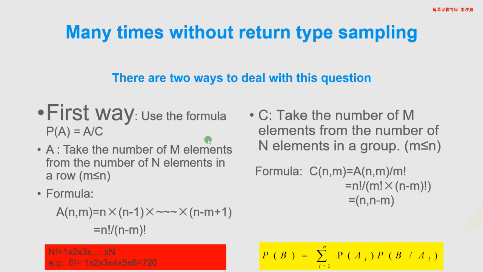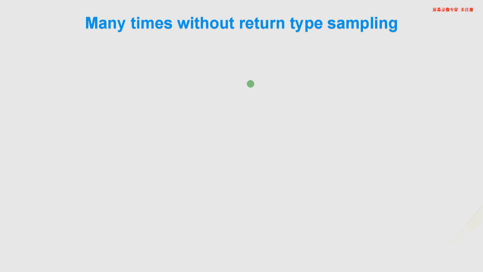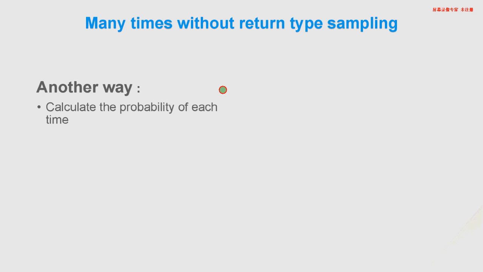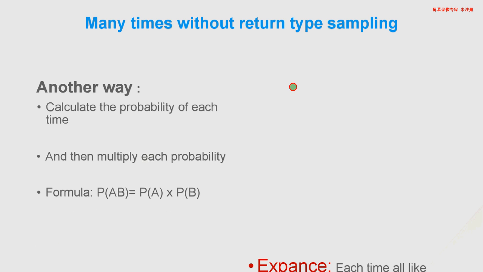To sum up, in the last, this function can be used in any situations. Now, I will show another way to solve this kinds of question. First, calculate the probability of each type, and multiply each probability. We will use the formula in this way is P(AB) equal P(A) multiply P(B). The theory about this way.